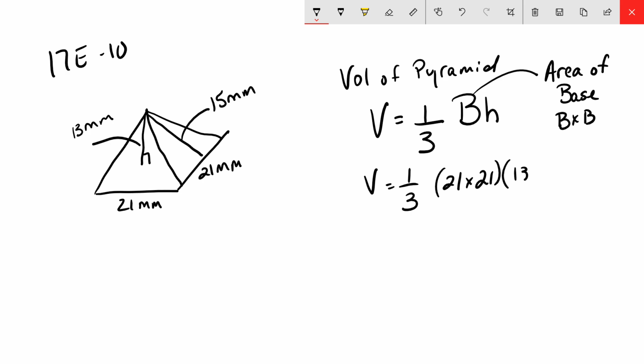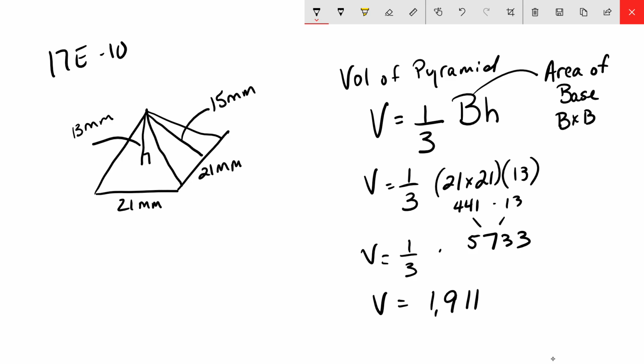So 21 times 21 is 441. Then that 441 times 13 could be huge, 5,733. And then I take that and multiply it by 1/3, okay? And I'm going to get my volume equals 1,911 millimeters cubed.